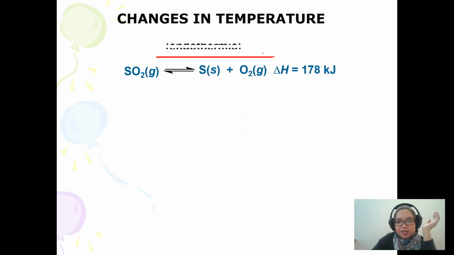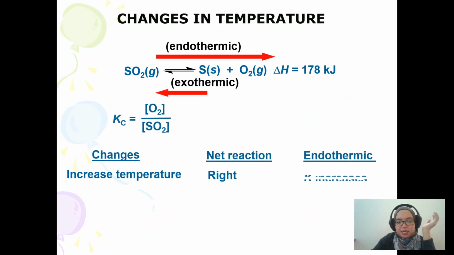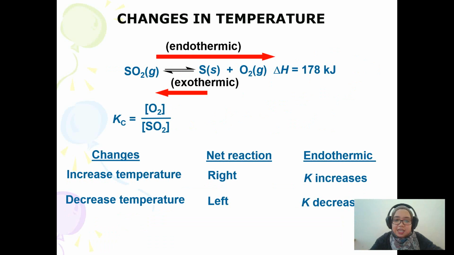Okay. However, kalau endothermic pula, okay. Kalau untuk case endothermic kan absorb heat. So, maksudnya heat dekat sini, dia akan absorb heat. So, maksudnya in forward reaction, dia akan endothermic. Reverse reaction, dia akan exothermic sebab dia release heat kan. From product to reactant, dia akan release heat.